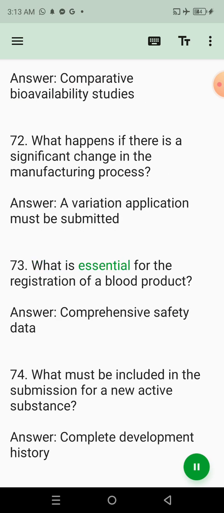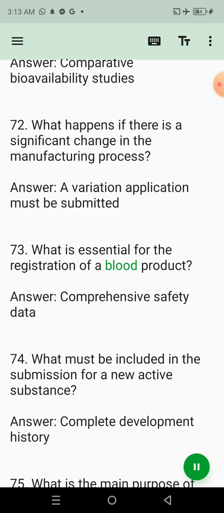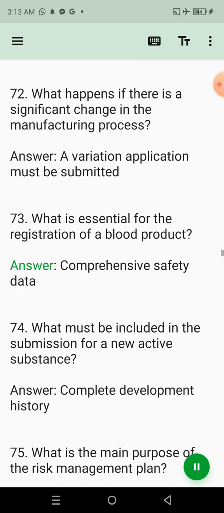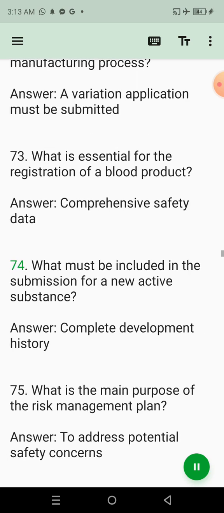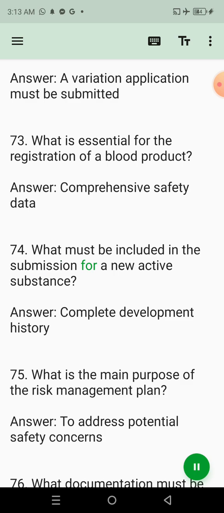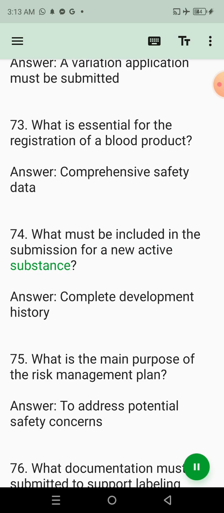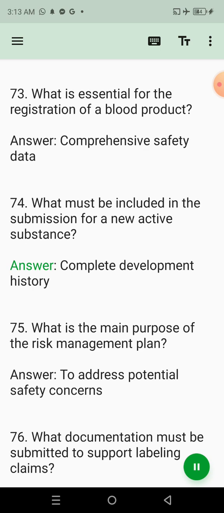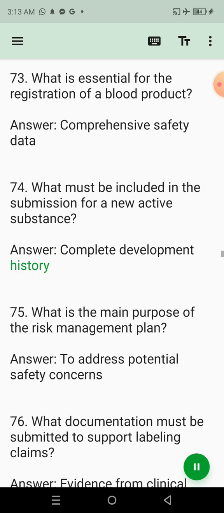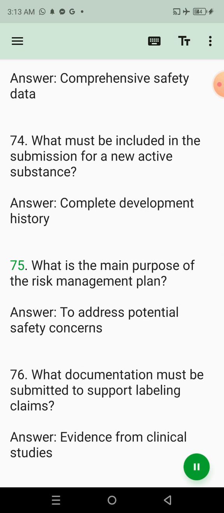73. What is essential for the registration of a blood product? Answer: Comprehensive safety data. 74. What must be included in the submission for a new active substance? Answer: Complete development history.